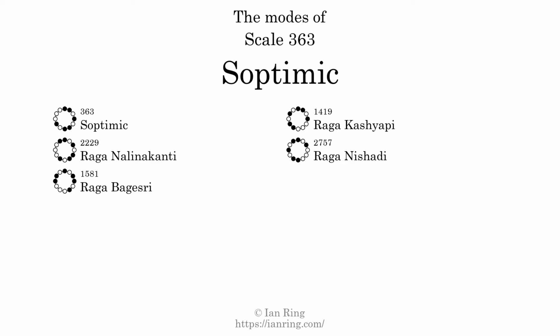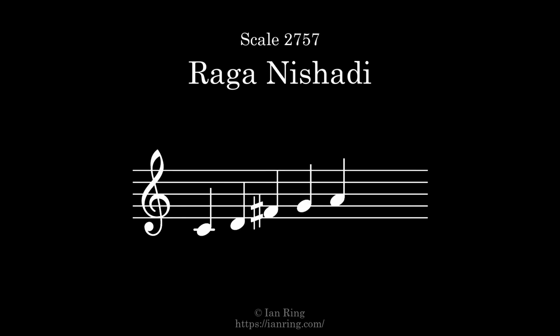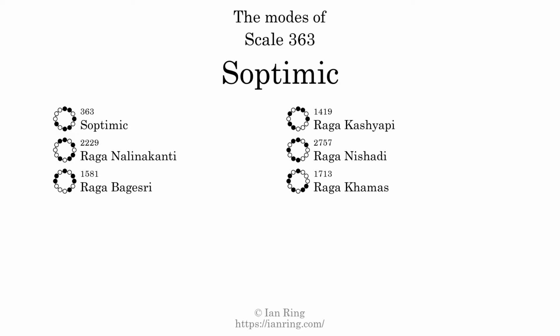The fifth mode is scale 2757, also known as Raga Nishadi. It sounds like this. The sixth and last mode is scale 1713, also known as Raga Karmas. It sounds like this.